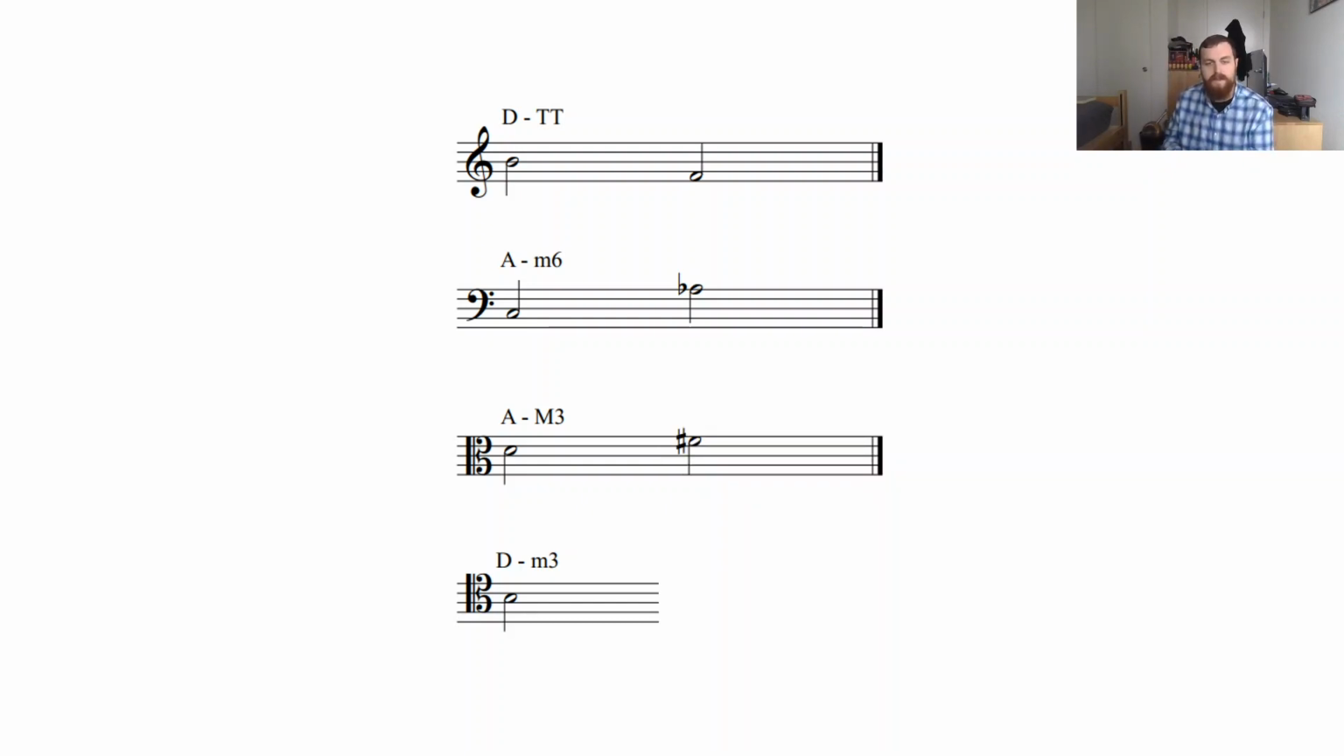Okay, now finally, we've got a B in tenor clef. Hear the descending minor third. So sing this note. And hear the descending minor third. Let's hear it.